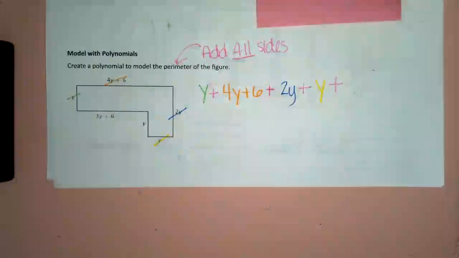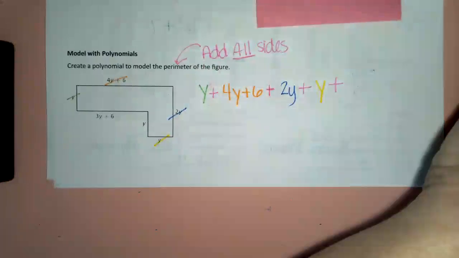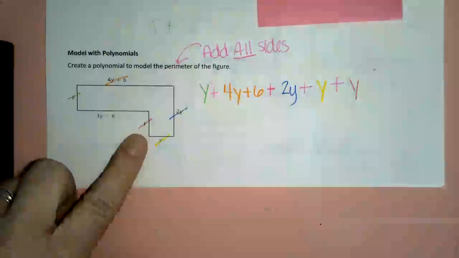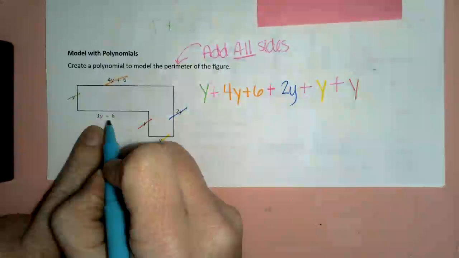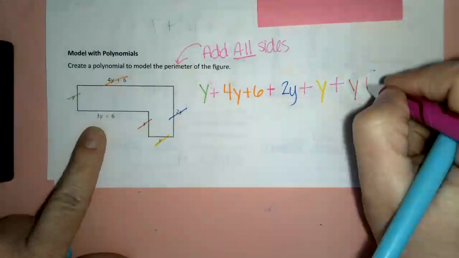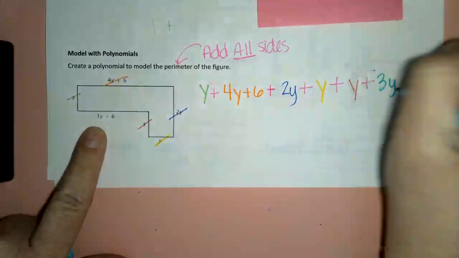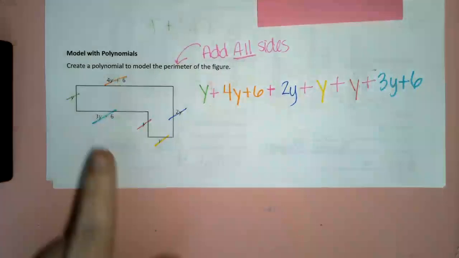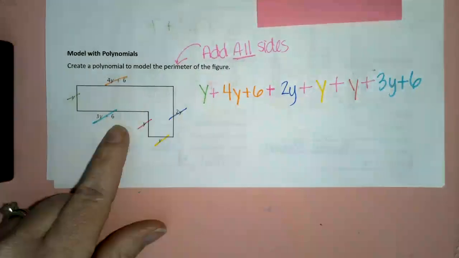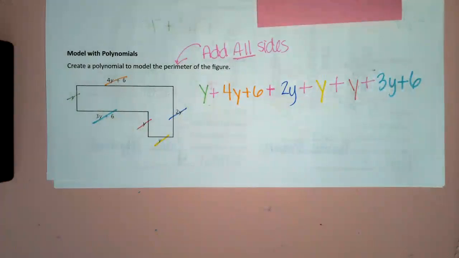Then the next, oh, I got a plus sign. Almost forgot. Then I have a y. Got a plus sign. Starting to run out of some colors. I never use red, but we're going to use red this time. Here's another y. And then my last one, oh, I forgot the plus sign. My last one is 3y. That's kind of hard to see. That's a plus sign, 6. So notice I marked them out as I went around my figure. So that way I was sure I didn't miss a side. All right? Because for the perimeter, you have to add all of the sides up.